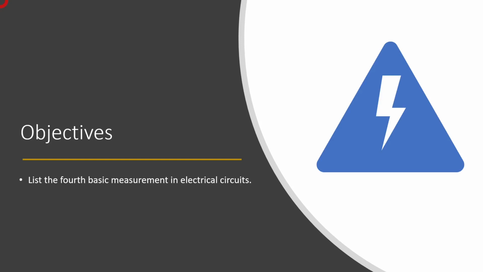We have some objectives in this lesson. We want to list that fourth basic measurement of electrical circuits. You could probably guess what it is. And calculate power in a circuit given voltage and current.